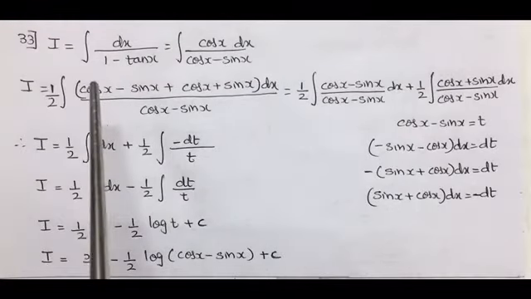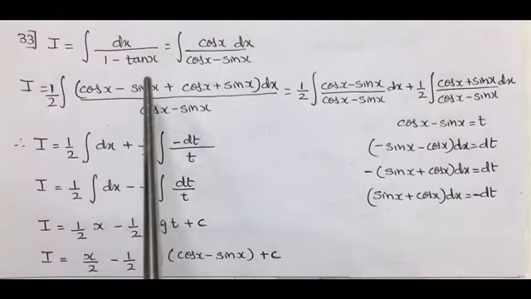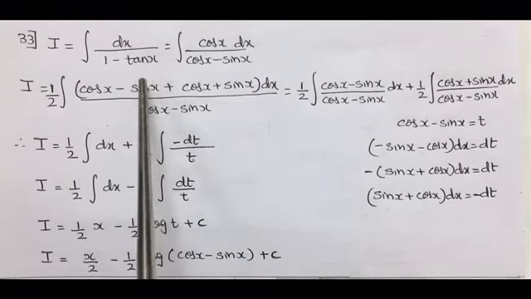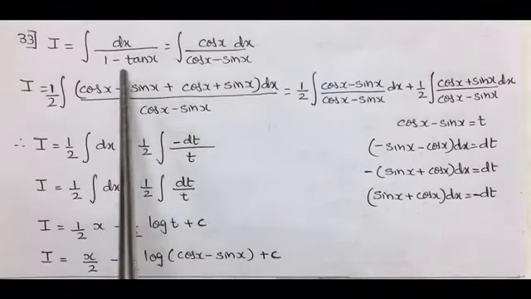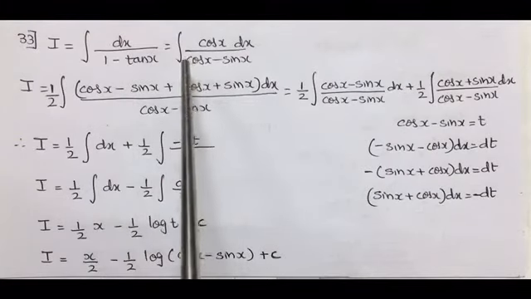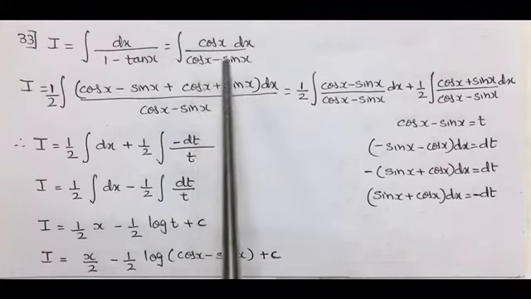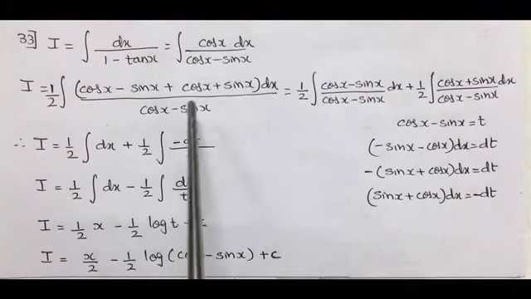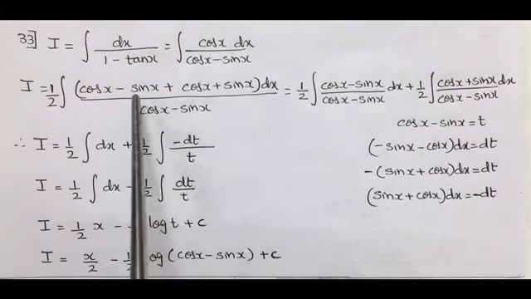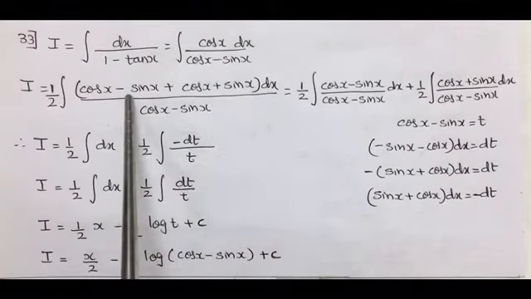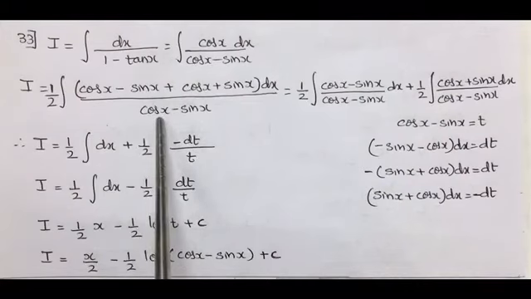I is equal to integration dx upon 1 minus tan x. Now taking up tan x as sin upon cos and taking up the LCM, we get integration cos x upon cos x minus sin x dx. Now as in the denominator cos x minus sin x is there, in the numerator the adjustment is done. Cos x minus sin x, same as whatever is given down.